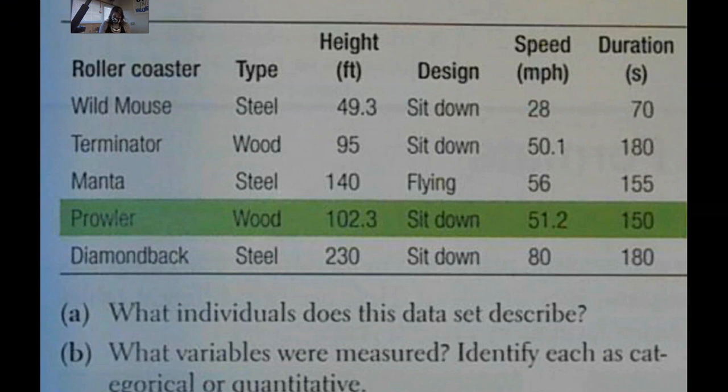Okay, so the setup is many people like to ride roller coasters. Amusement parks try to increase attendance by building exciting new coasters. The following table displays data on several roller coasters that were opened in a recent year. So first question is, what individuals does this data set describe? So what are the individuals? If you need a hint, it's the people, thing, or animal you're collecting data on.